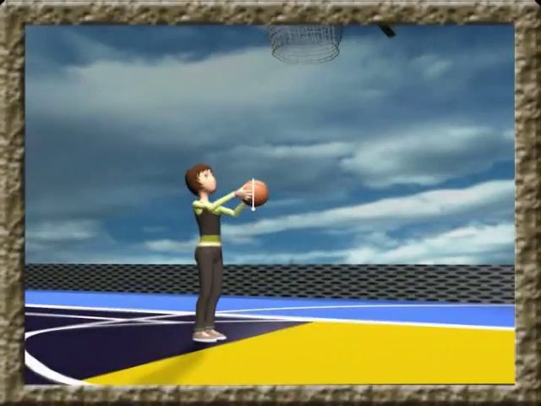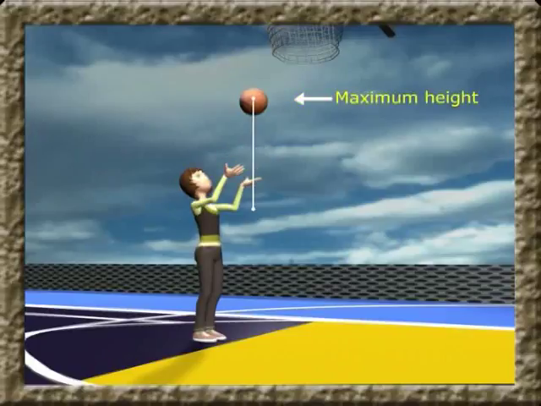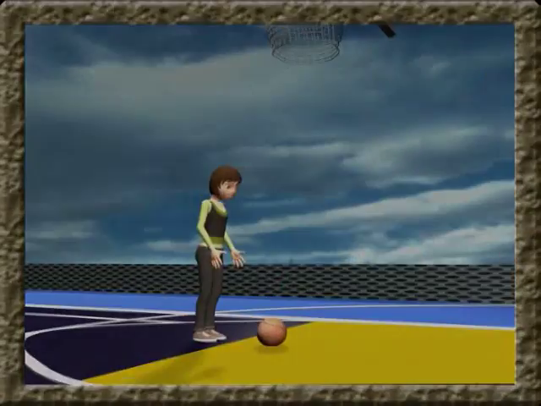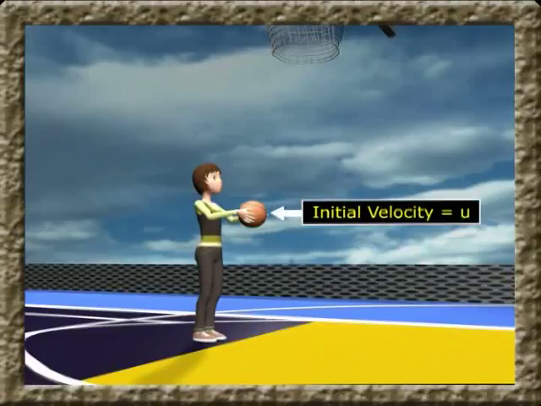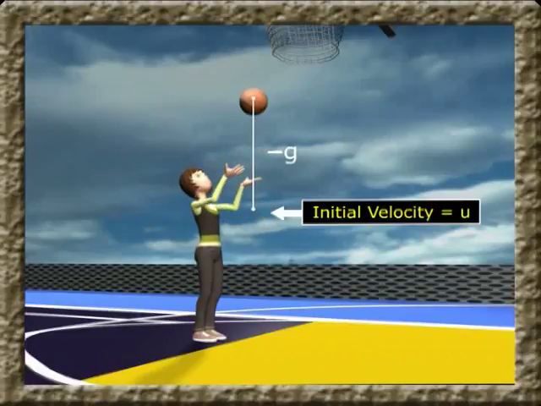Wow! Look at how high the ball went. We can calculate the maximum height reached by the ball using this equation here. In this equation, the initial velocity is represented by u. The g here is negative as the ball moves in the opposite direction to that of gravity. As the ball goes up, you notice that its velocity slowly decreases, and at the maximum height it becomes 0.